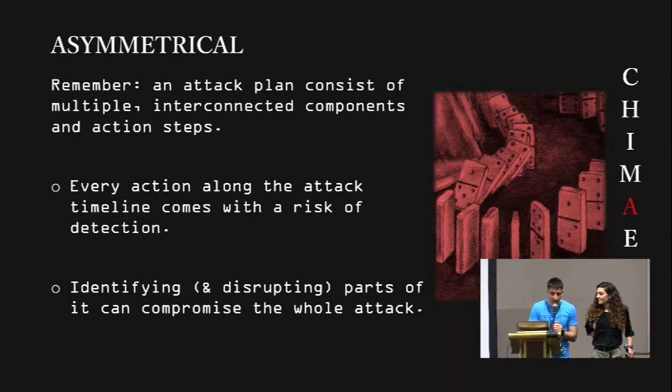It's important to remember that an attack plan consists of multiple interconnected components and action steps. When you've seen through the Lockheed Martin kill chain, the MITRE ATT&CK framework, FireEye's compromise cycle, every attack along the attack timeline comes with a risk of detection. Red Team's blog made an important note that an attacker is most vulnerable to detection right before they attack. Identifying and disrupting parts of it can compromise the whole attack. Because as Mike Tyson would say, everyone has a plan until they get punched in the mouth. When dealing with threat actors and active operations, it's no different.